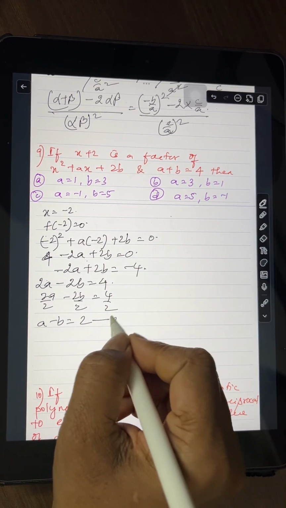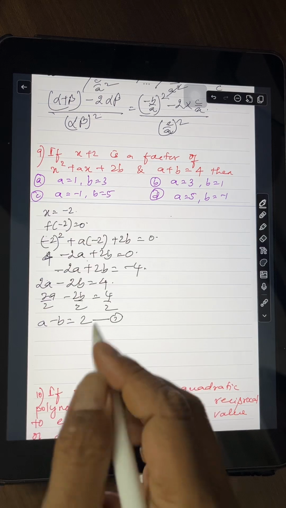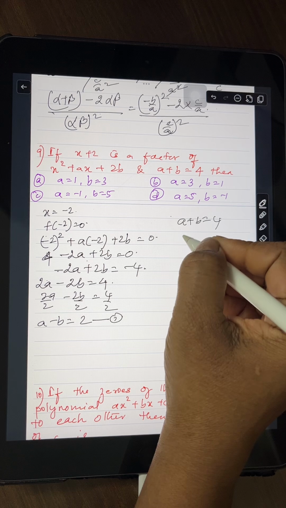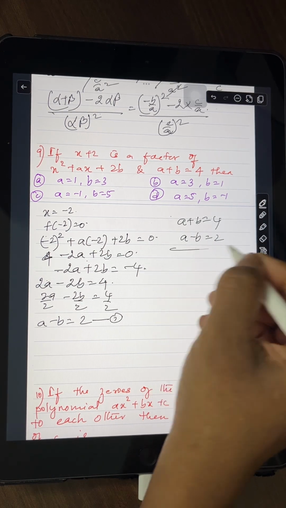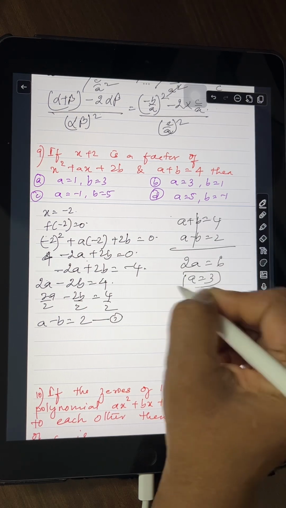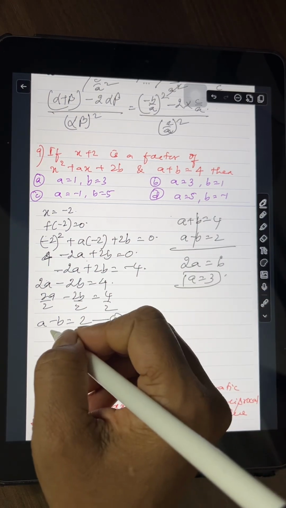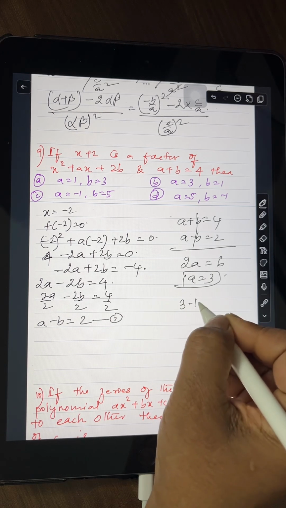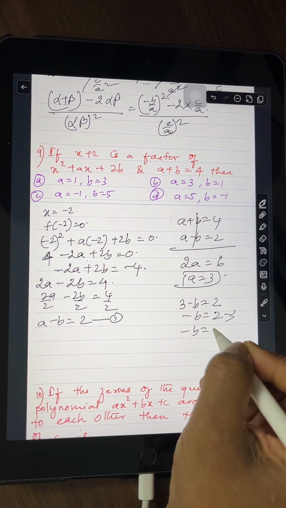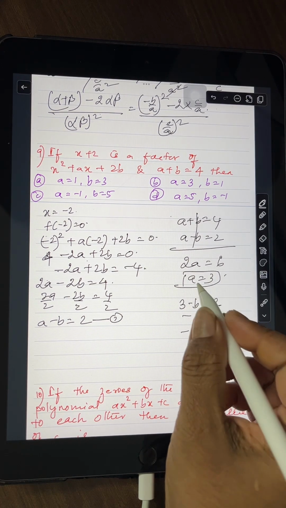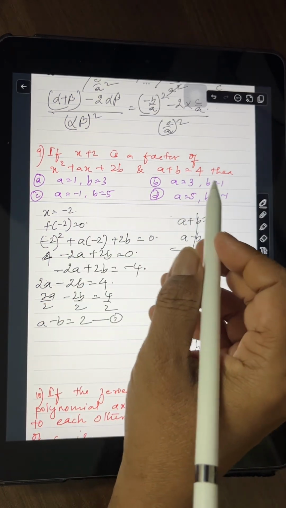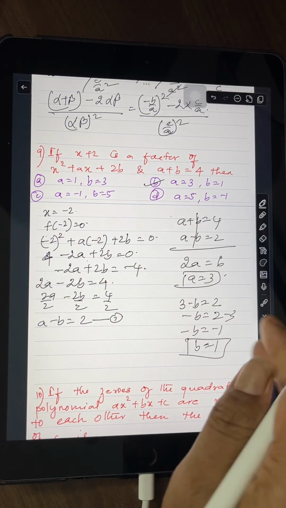Okay, this is one equation and this is another equation. So by elimination method, a plus b is equal to 4 and what you got is a minus b is equal to 2. So when you add, you get 2a is equal to 6, a is equal to 3. Now a is equal to 3, you substitute a here, you get 3 minus b is equal to 2, minus b is equal to 2 minus 3, minus b is equal to minus 1, b is equal to 1. So a is 3 and b is 1. B is your right answer.